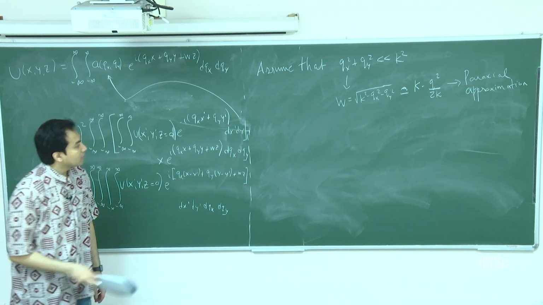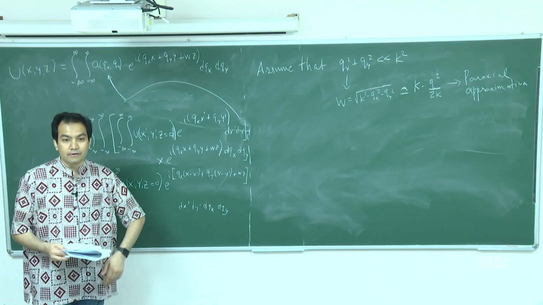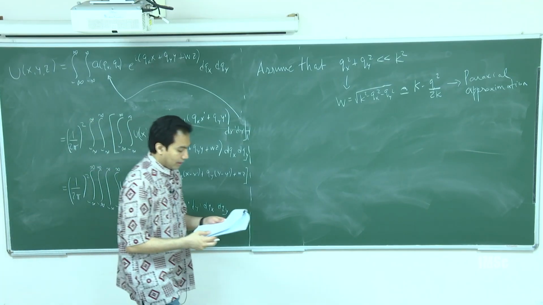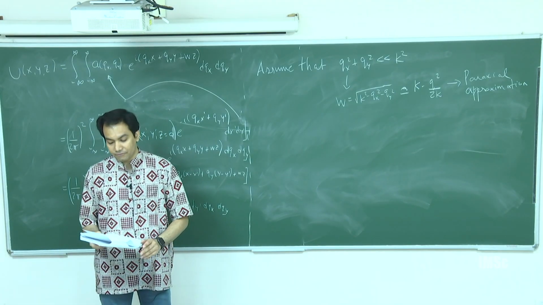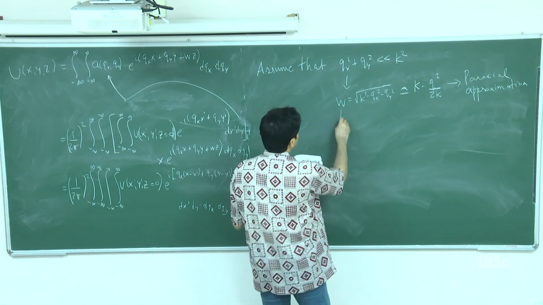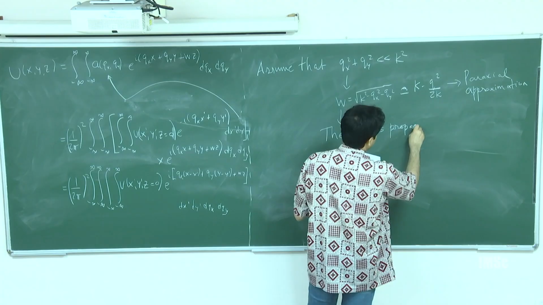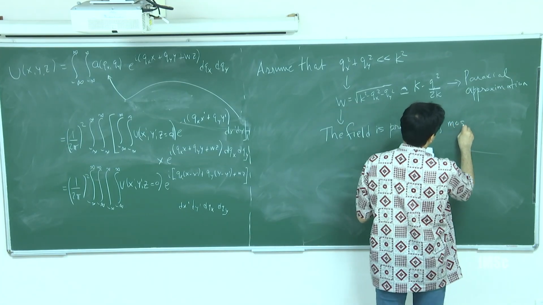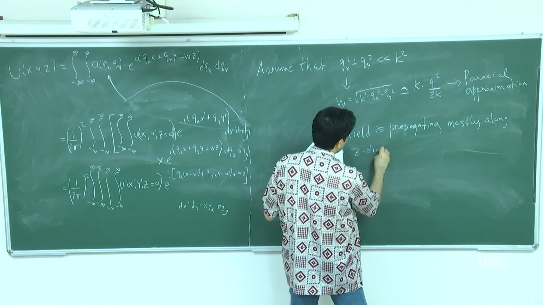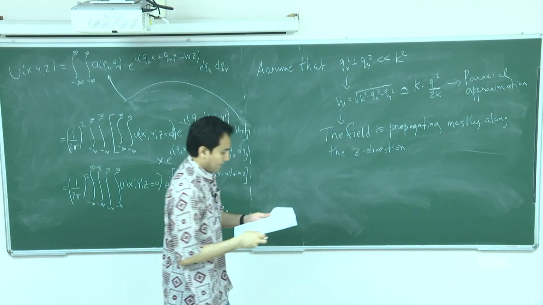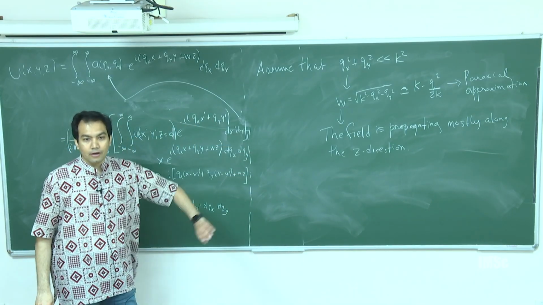So what is the physical meaning of this approximation? It just tells us that the field is propagating mostly along the z direction. The spread in the transverse plane is much smaller, it's negligible. So we are dealing with a beam-like solution propagating along the z direction, and it's not spreading too much. The effect of diffraction is not that much. Under the paraxial approximation, the effects of diffraction are negligible.